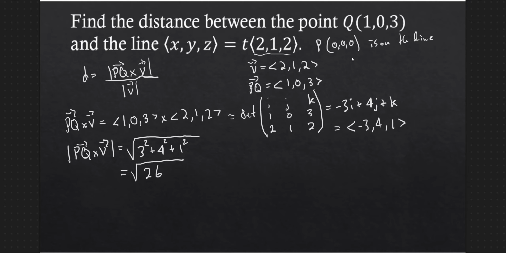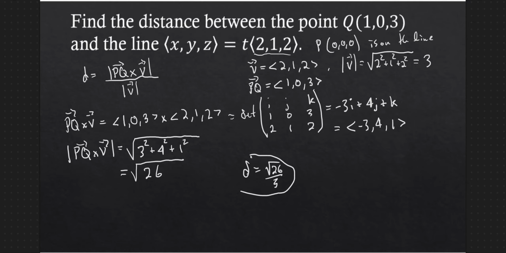Great. And then the magnitude of V. I could have done that earlier. That's okay. I'll do it now. That's going to be the square root of 2 squared plus 1 squared plus 2 squared. So that's 4, that's 5, that's 9. That's the square root of 9, that's 3. Okay, so that means my distance is the square root of 26 over 3.